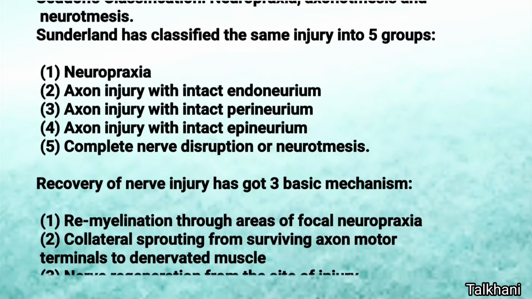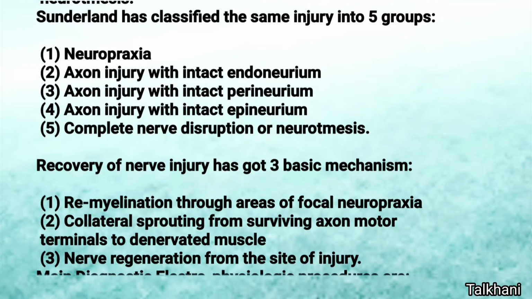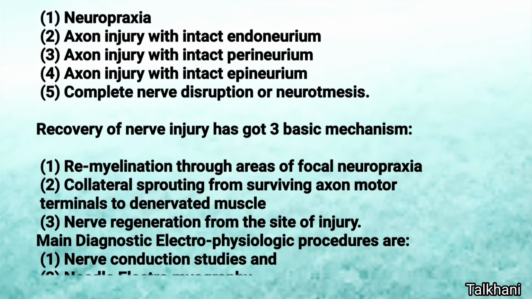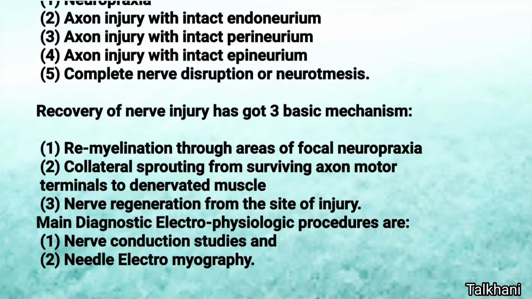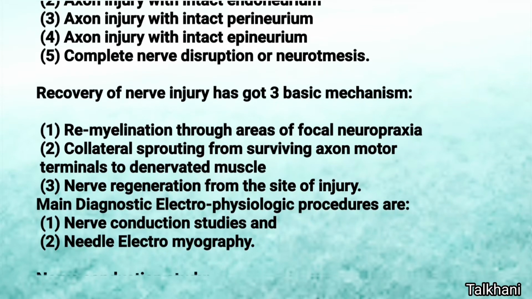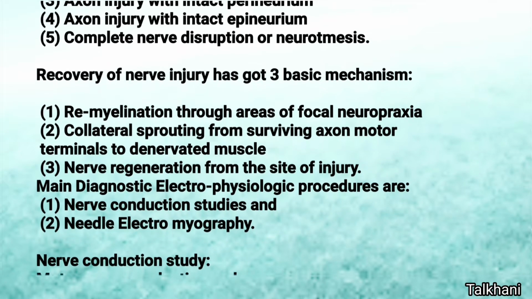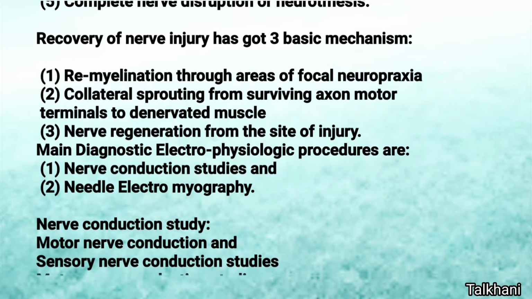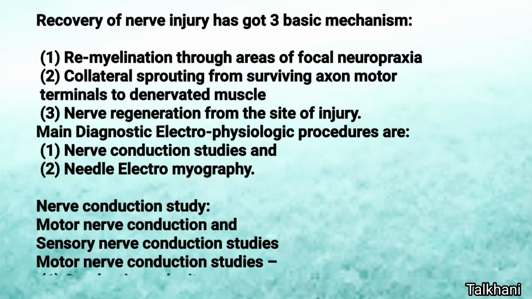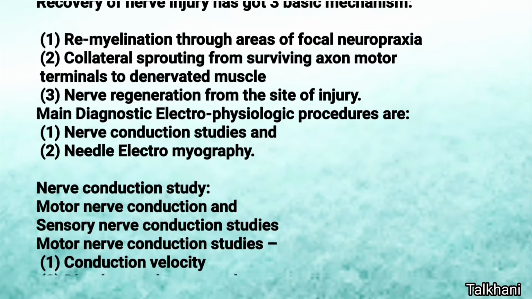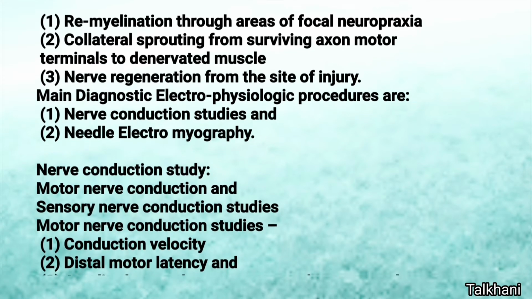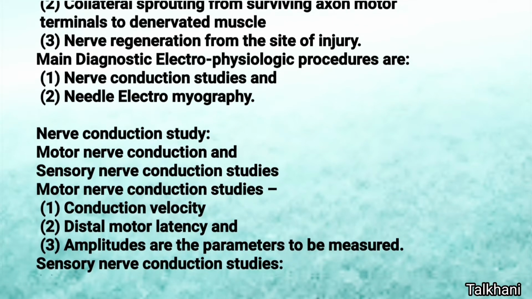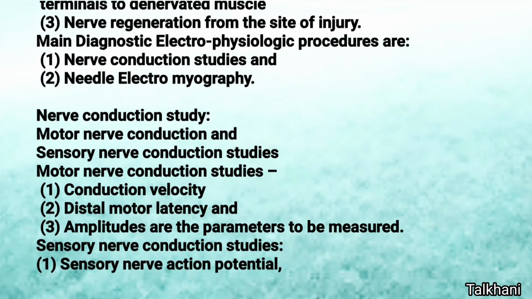Diagnostic electrophysiologic procedures used are either nerve conduction studies or needle electromyography. Nerve conduction studies are either motor nerve conduction studies or sensory nerve conduction studies. Motor nerve conduction studies look into conduction velocity, distal motor latency, and amplitudes. Sensory nerve conduction studies look into sensory nerve action potential, amplitude, and conduction velocity. Needle electromyography is done in two phases: muscle at rest and muscle during action. Normal muscle at rest is electrically silent.